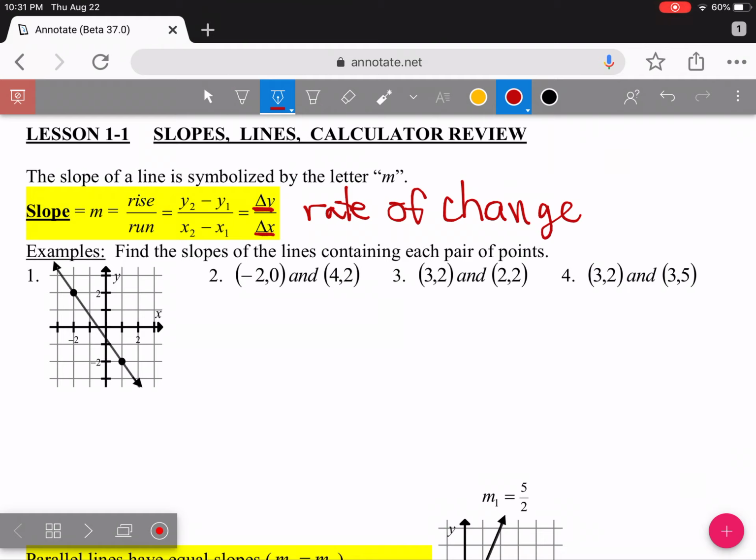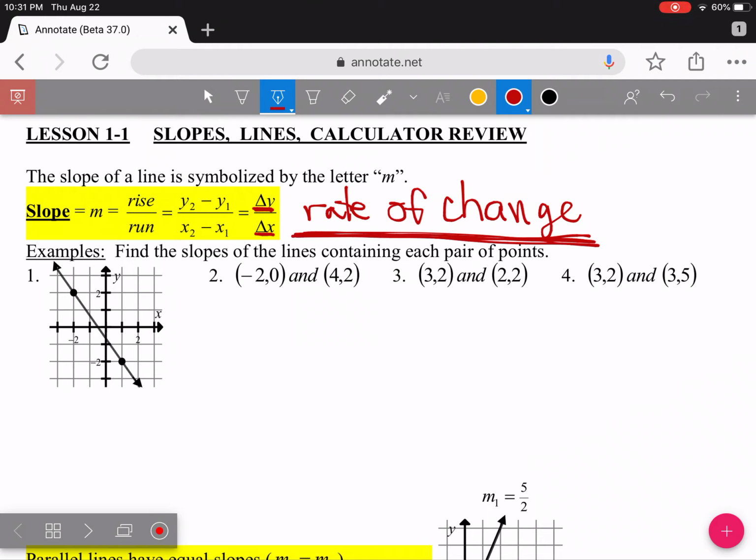This is a really important concept to remember in calculus, even though it's something you've probably thought about before. It's important to talk about the fact that a slope is a rate of change, because later on in calculus we're going to talk about derivatives, and really that's all about rates of change. So let's figure out some slopes.